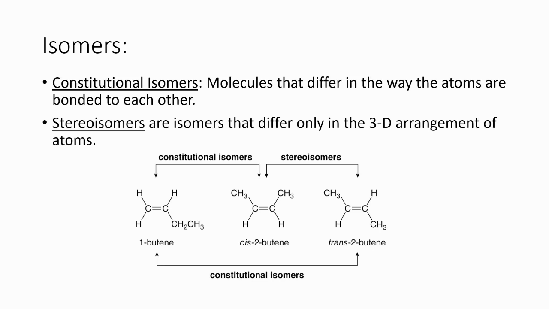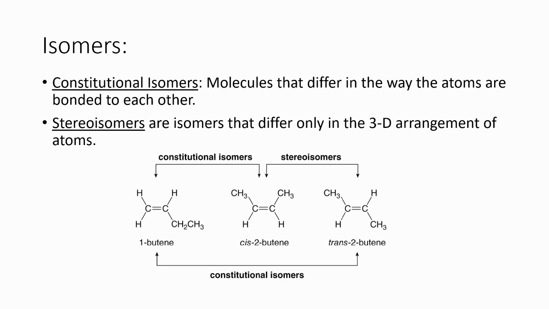Okay. The other type of isomer is a stereoisomer. It's only different in the 3D arrangement, but it is different. It has different chemical properties, it has different physical properties, but it has the same chemical formula and it has the same bonds. It just differs by the 3D shape of the molecule.